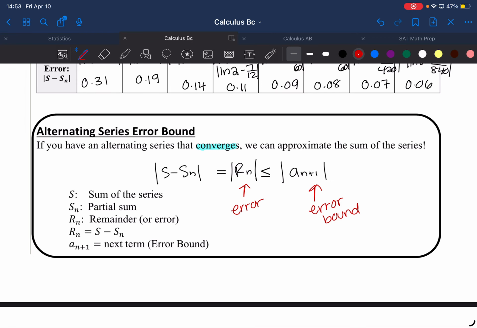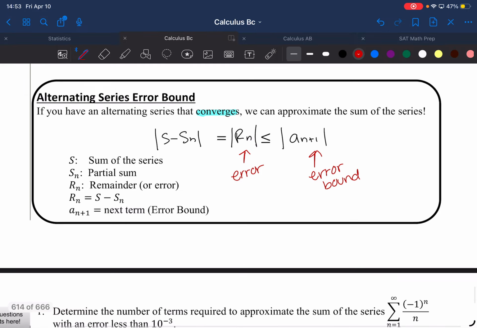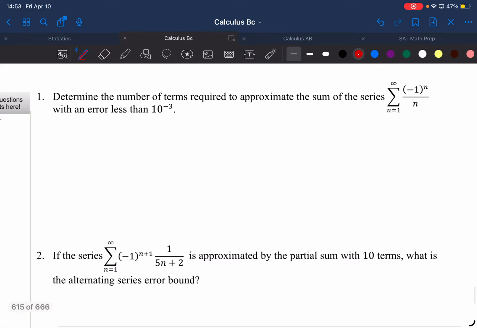Okay, so for these notes, as long as we have that formula, the practice part, so the examples we're going to look at next, should be simple enough to solve. Any questions so far? Okay. Okay, so let's look at number 1. Number 1 says determine the number of terms required to approximate the sum of the series with an error less than 10 to the negative third power.